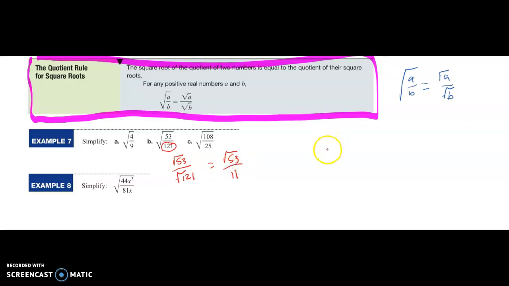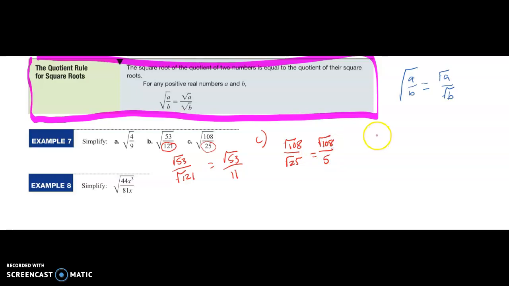And there is a rule, and we'll talk about this more in 8.4, that says we can never, never, never leave a radical in a denominator. So the beautiful thing about every example that we've done so far is the denominator is perfect. So again, looking at the square root of 108 over 25, by the quotient rule that's equal to the square root of 108, I'm doing C here, over the square root of 25. I know the square root of 25 is 5, and then I've got the square root of 108.